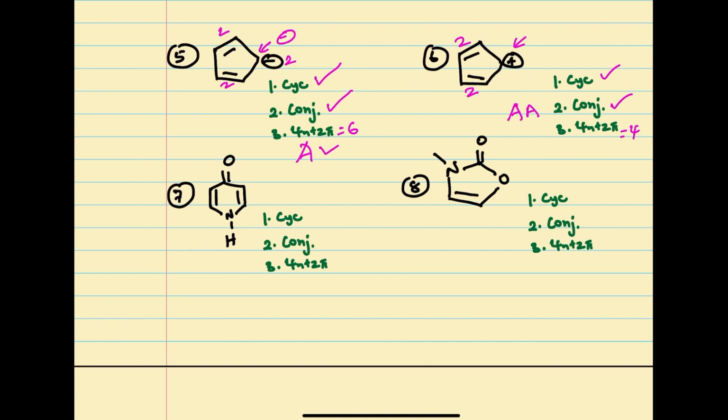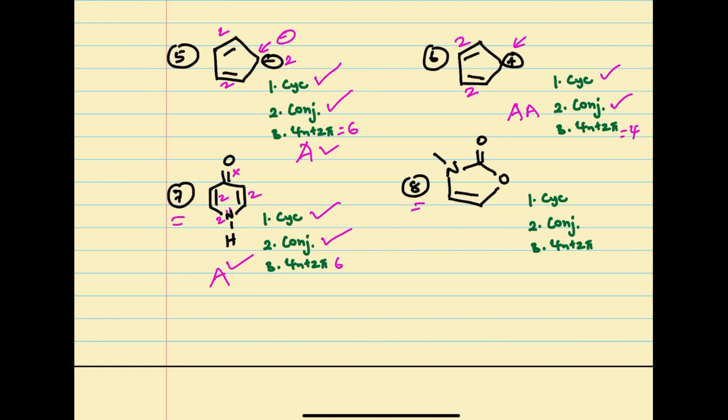Next, this structure, number 7, is cyclic, yes. Fully conjugated, yes. The number of electrons inside the ring, the double bond here is outside, we don't count that. But here we have 2, 2, and then nitrogen has 1 electron pair, so that counts for 2, and therefore we get a total of 6, and that satisfies the rule, and therefore it's aromatic.